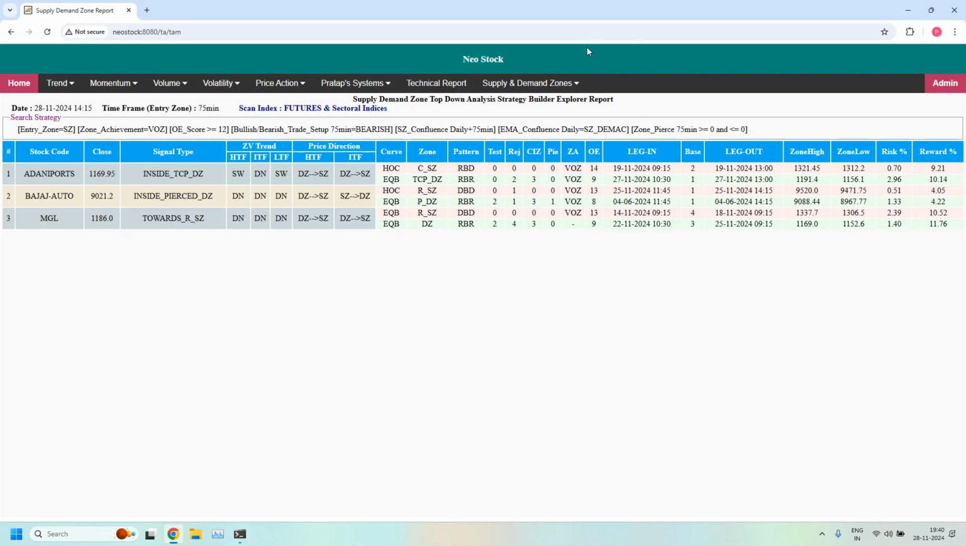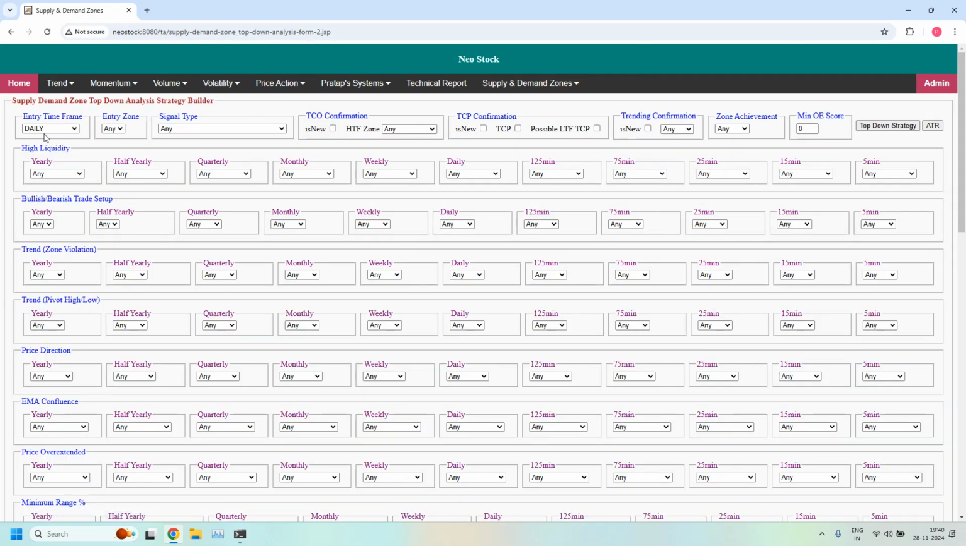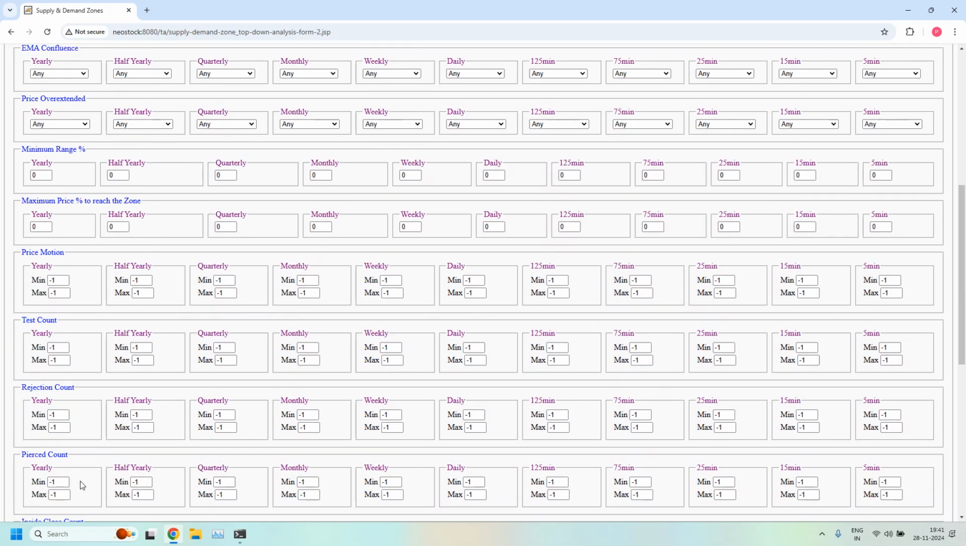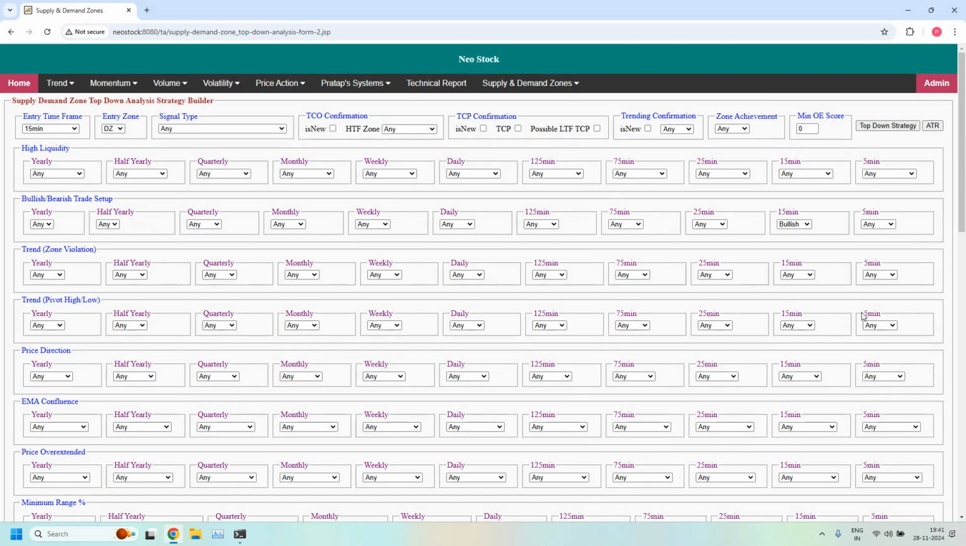Next, let us look for bullish trade setup for daily income trade. Entry time frame 15 minutes. Entry zone, demand zone. In bullish or bearish trade setup, at entry time frame 15 minutes, I am selecting bullish, and this 15 minutes demand zone should not be pierced. So in the pierced count at 15 minutes time frame, I am setting minimum value 0, maximum value 0.